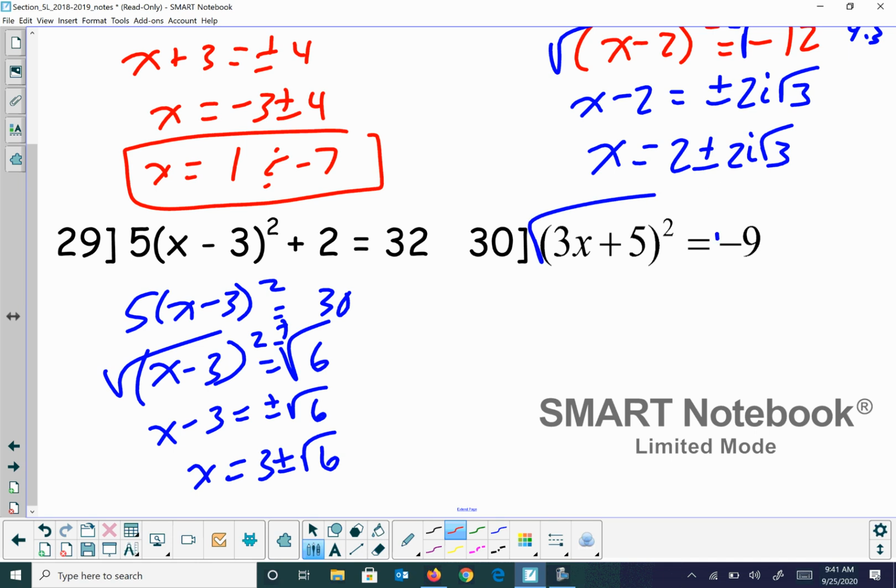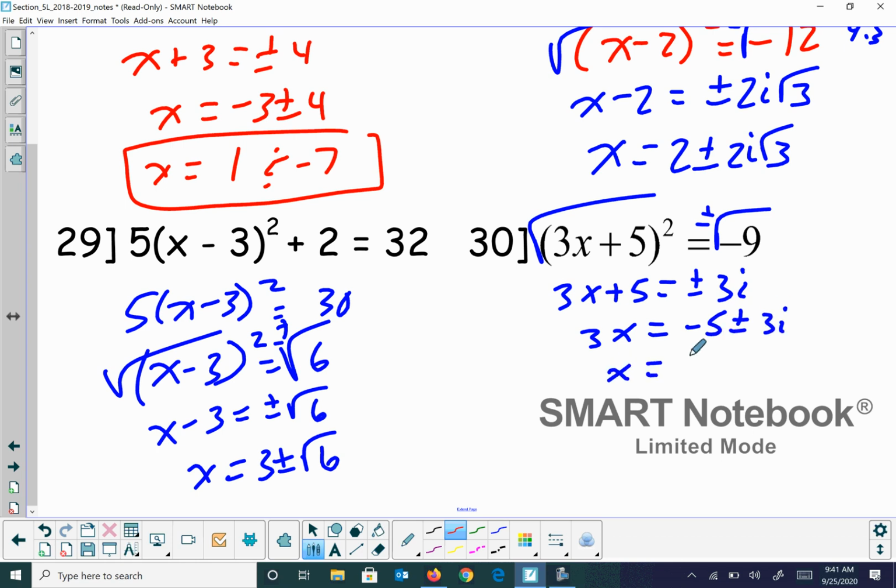Next problem, take the square root of both sides. So I get 3x plus 5. Don't forget the plus minus. Equals plus or minus 3i. Then we're going to go ahead and subtract 5 from both sides, and divide both sides by 3. And it's your choice if you want to leave this all over 3, or you could break it into 2 fractions. So you could have this for an answer. The reason I would do that is the 3's would cancel out. So either answer is fine, whichever one you feel more comfortable with.